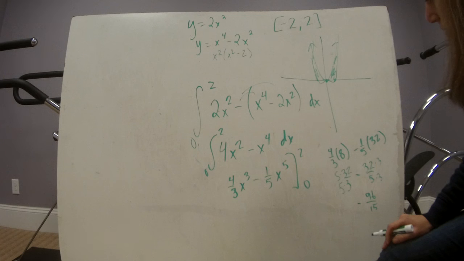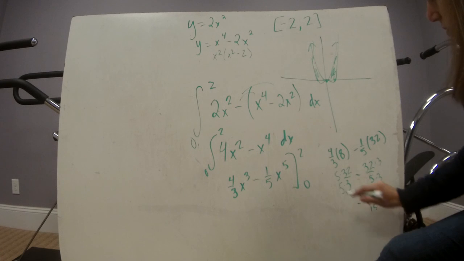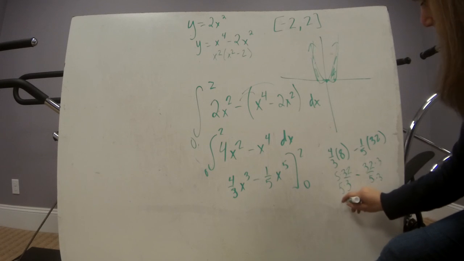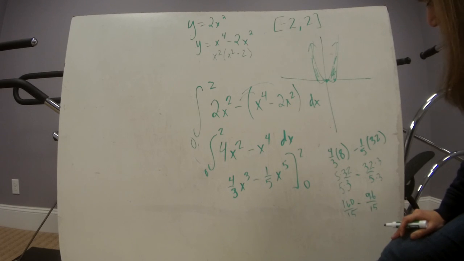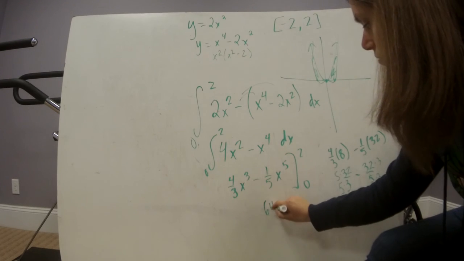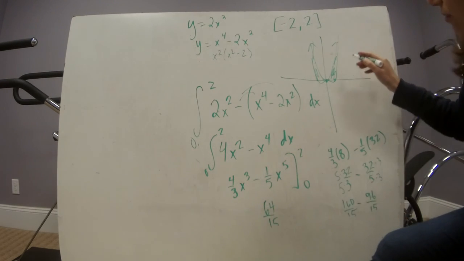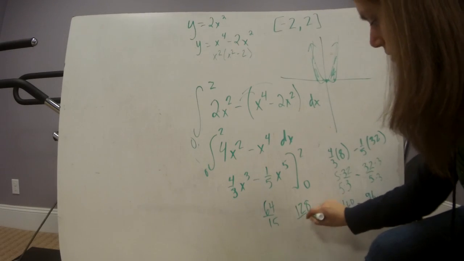132 times 5 should be 160, right? Because 5 times 30 is 150. 160 over 15. And if you subtract those, I believe you get 64 fifteenths. That's just half of it, so if we double it, we're going to get 128 fifteenths.